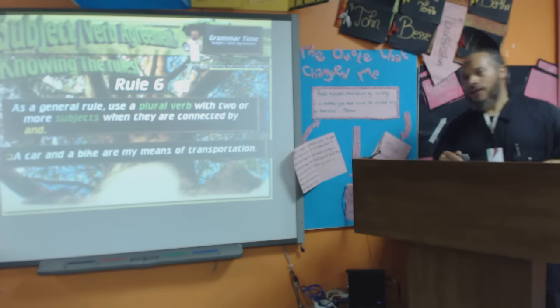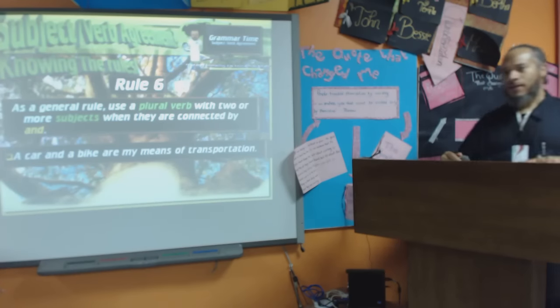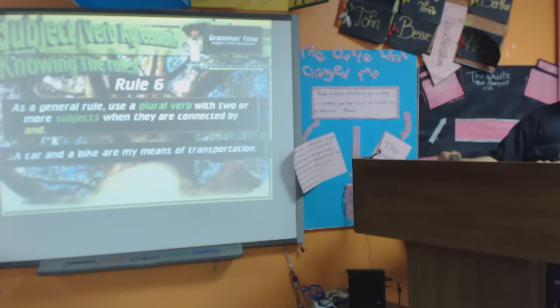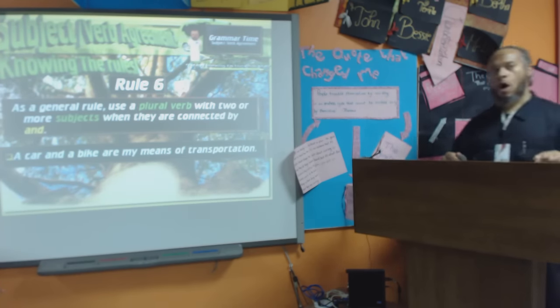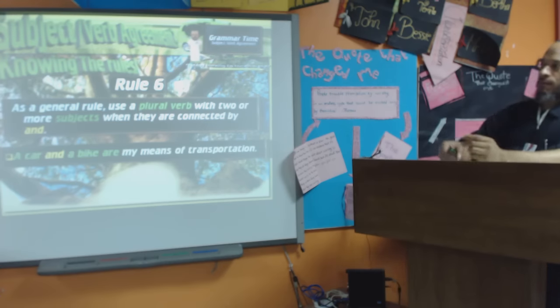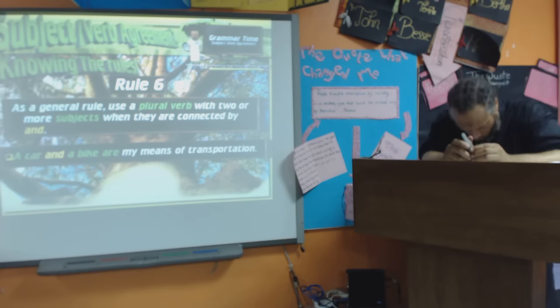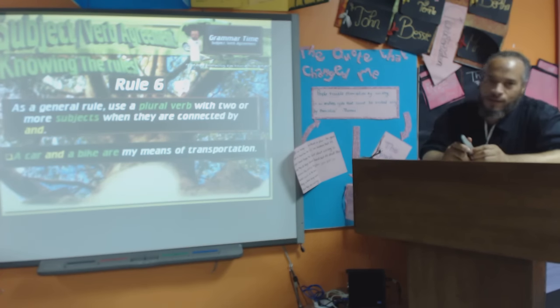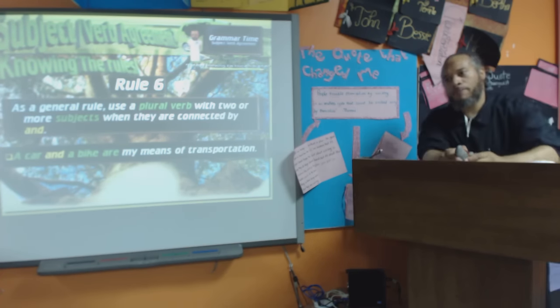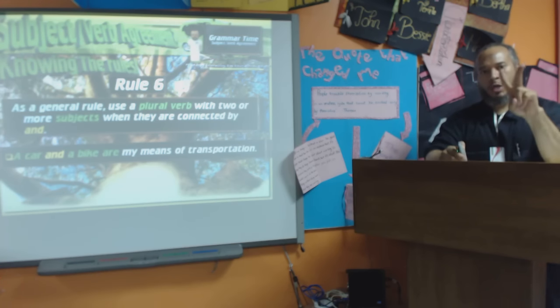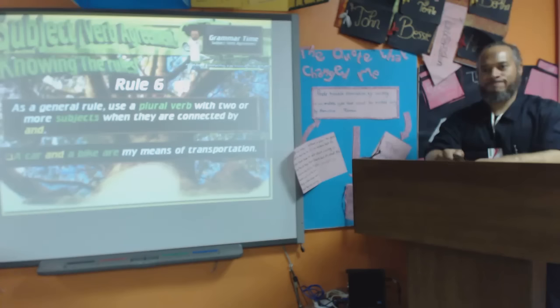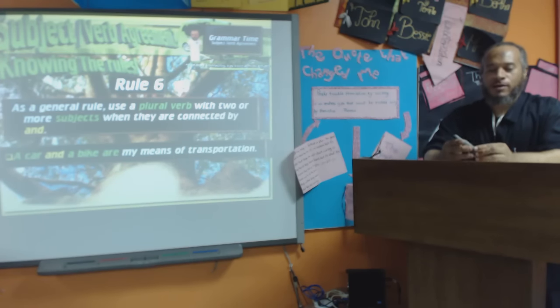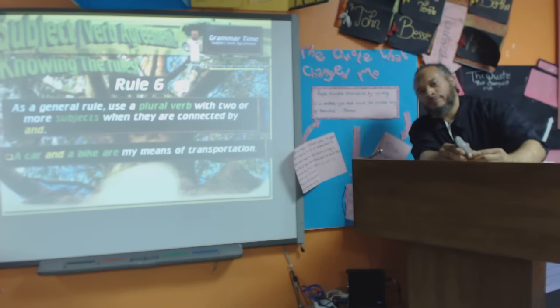A car and a bike. Is my means of transportation? No. Are my means of transportation. Why? Because we got "and" in between car and bike. So that means it's two things, not one. Okay, easy. That's an easy one.